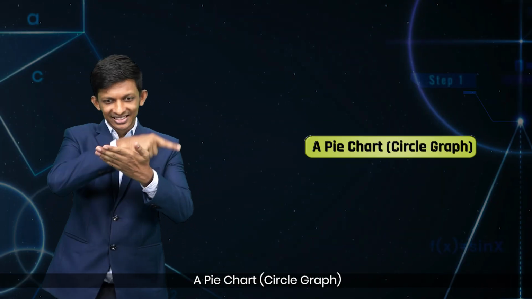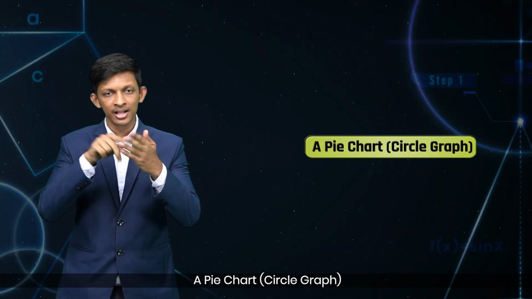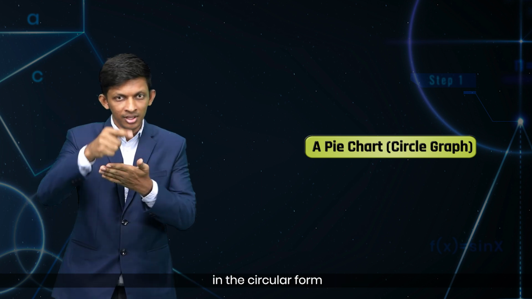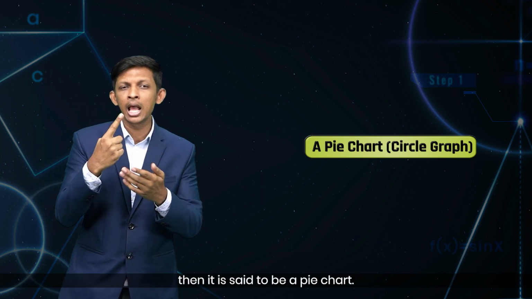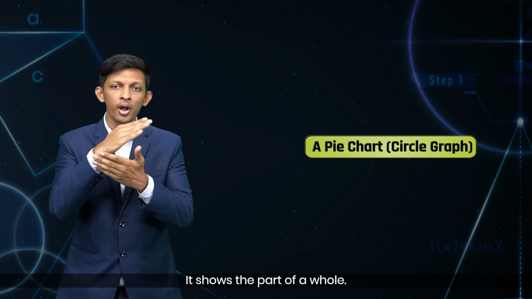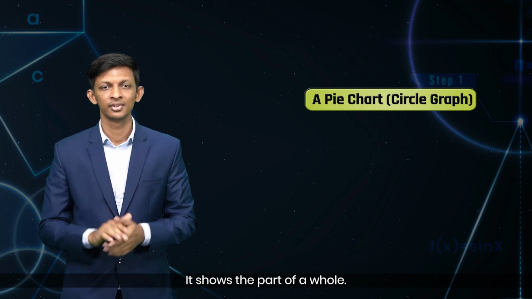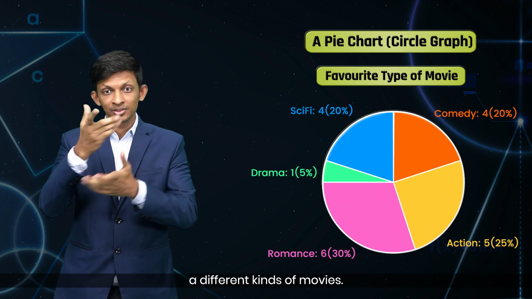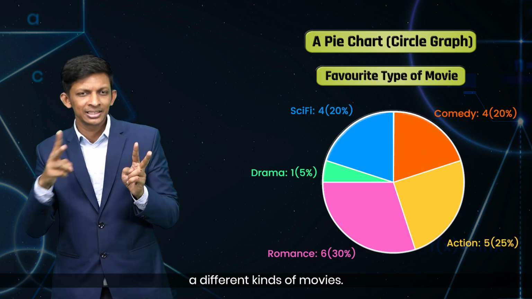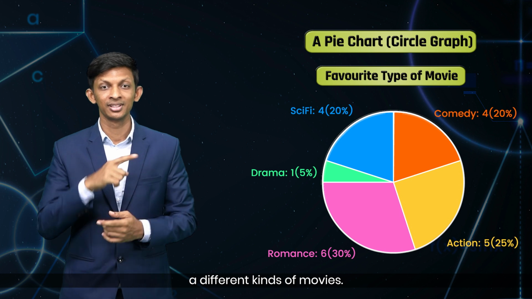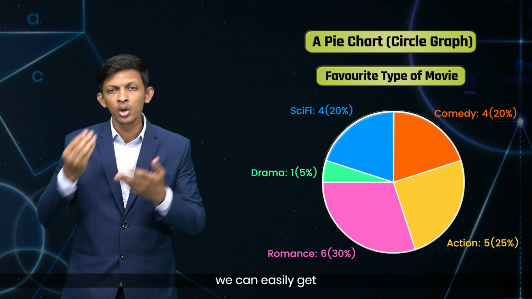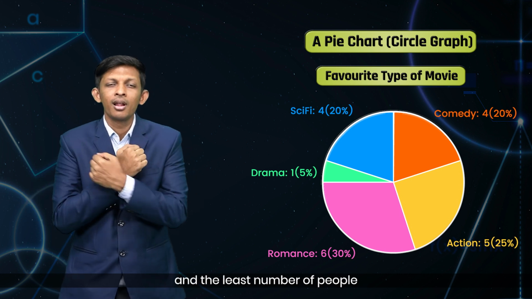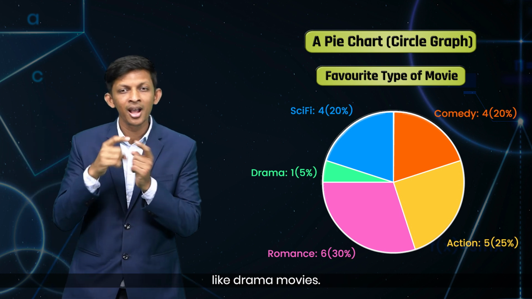A pie chart or circle graph. When we represent the given data in the circular form, then it is said to be a pie chart. It shows the part of a whole. This pie chart shows the percentage of people watching different kinds of movies. From this chart, we can easily get that the maximum number of people like romantic movies and the least number of people like drama movies.